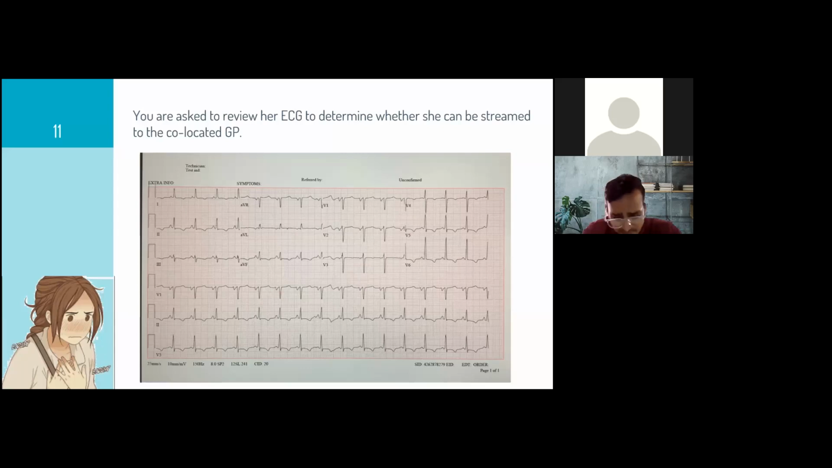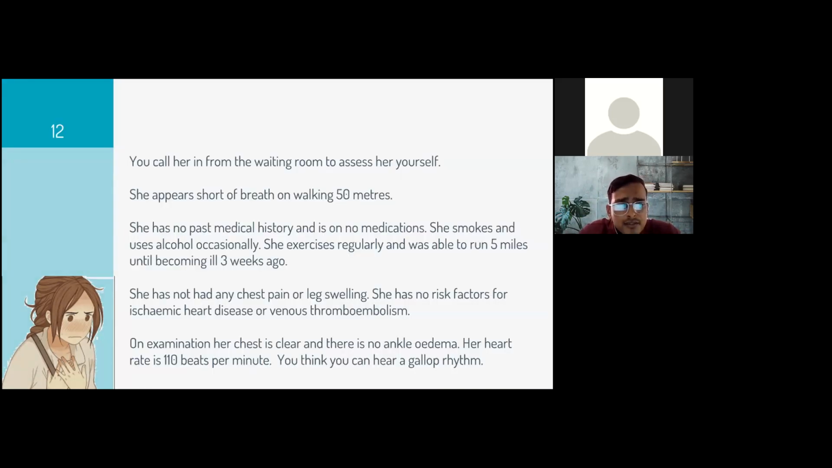Could be. We'll go through this case as we go on to the presentation. These are the 2 things mainly that I was looking for. So keeping that in mind, let's move forward. So after looking at the ECG, you decide to go and see the case, and you call her in from the waiting room to assess her yourself.